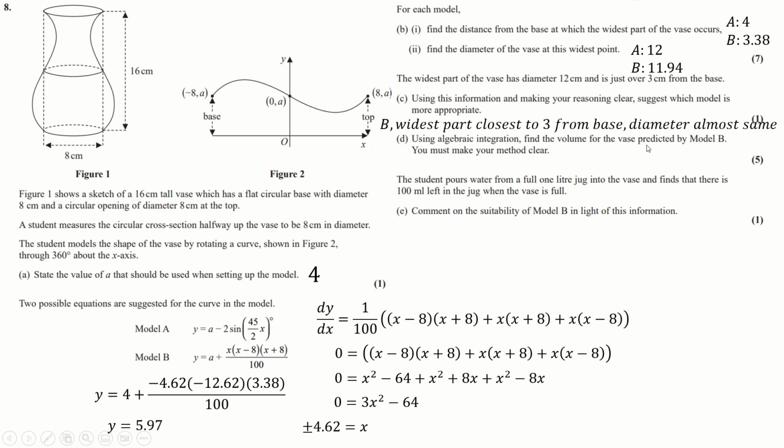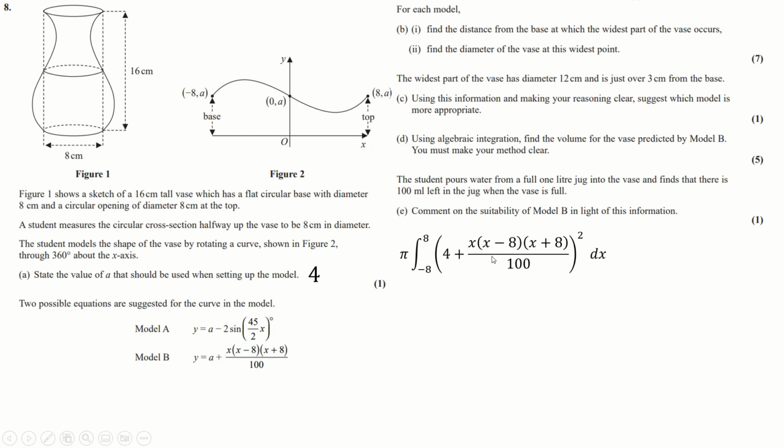So okay, we're going to integrate the B model around the x-axis 360 degrees. That's going to be pi integral of y squared dx, which is this. Now this is not the easiest thing ever to integrate. By the way, a is 4. I should have mentioned that I was using that. We're going to integrate between 8 and minus 8. Of course, we need to square this out.